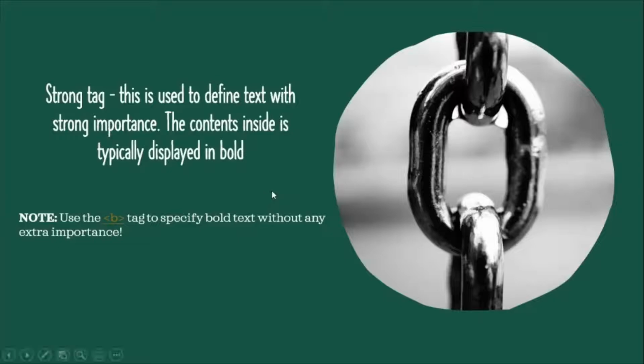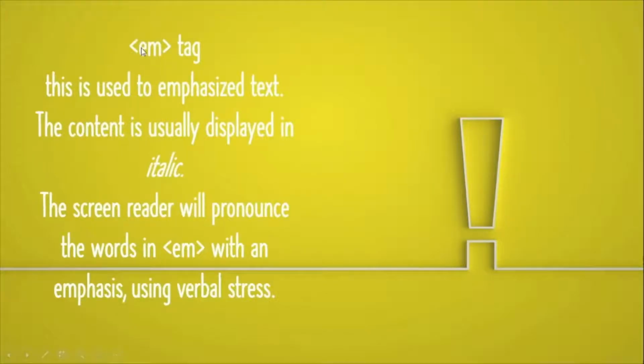The EM tag here, guys, is the EM. You would see that's how it looks. This is used to emphasize text. The content is usually displayed in italic, and the screen reader will be pronouncing the words in EM with an emphasis using verbal stress. Assistive technologies like screen readers will be pronouncing this with emphasis. That's why we maximize the use of this instead of the I tag.